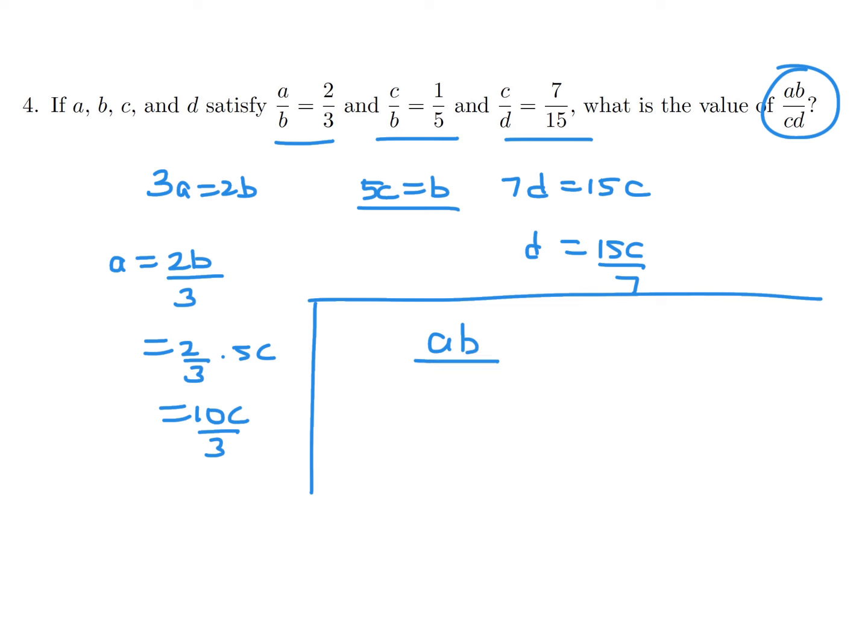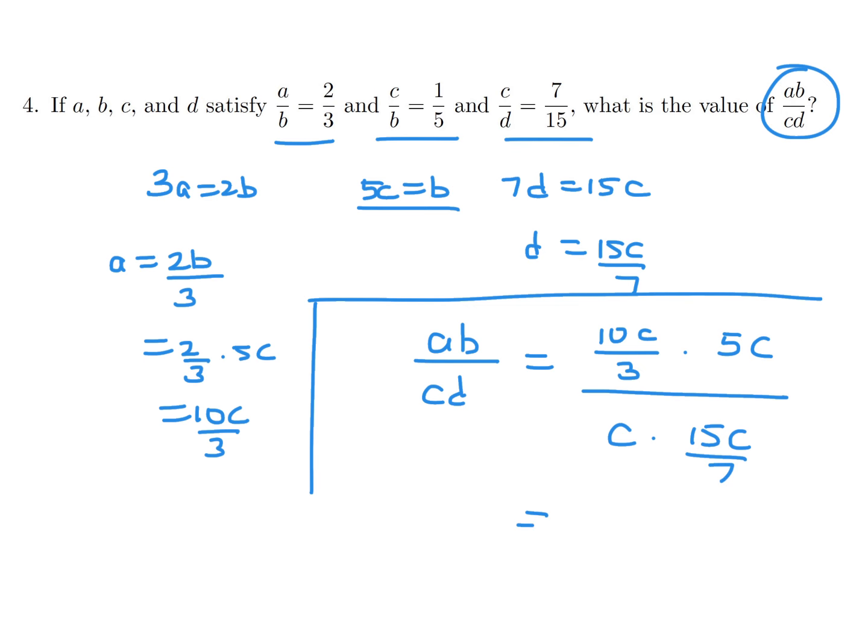So now let's calculate AB over CD. That's going to be A, which is 10C over 3, times B, which is 5C, over C times D, which is 15C over 7. So all the C's cancel, right? Because it'd be C squared on the top, C squared on the bottom, so the C's would cancel. And then the numbers would be 50 over 3 and 15 over 7. So that's going to be 50 over 3, invert and multiply, 7 over 15. And let's see here. What is that?